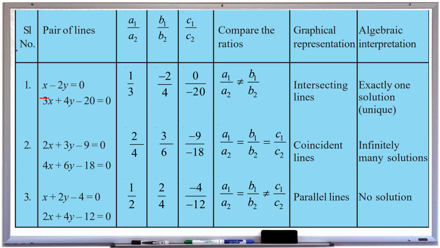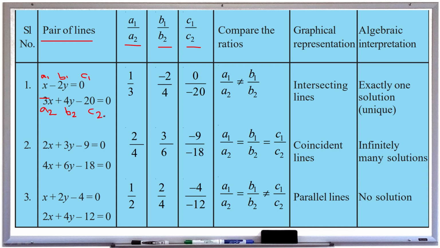Consider the table. Pair of lines: a1 by a2, b1 by b2, c1 by c2. Compare the ratio. Two linear equations are given, equation 1 and equation 2. In the first equation, the coefficient of x is a1, the coefficient of y is b1, and the constant is c1. The coefficient of x in the second equation is a2, the coefficient of y is b2, and the constant is c2.